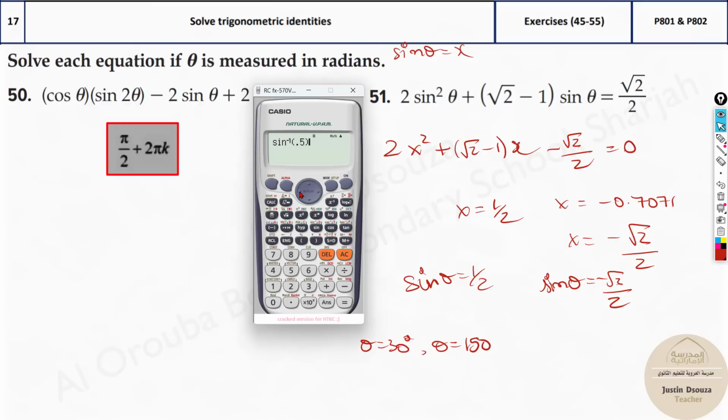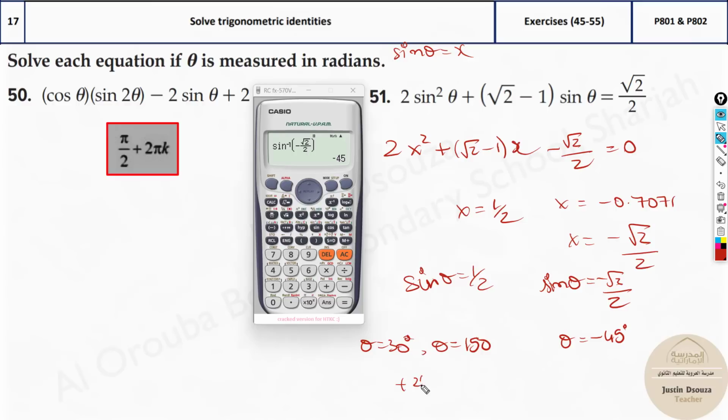Now what about this? Here, if I put sine inverse of negative 0.7071, what is the answer you're getting? You're getting negative 44.999, which is almost negative 45 degrees, right? But if you put the exact value, that is root 2 divided by 2, you will get the exact answer of negative 45 degrees. But otherwise also, it shows you it's almost 45, okay? So this is theta, negative 45 degrees.